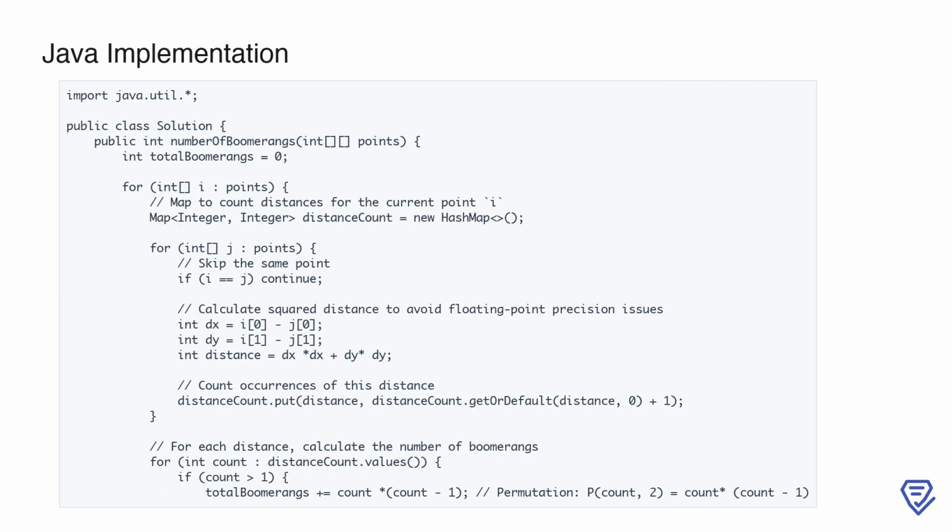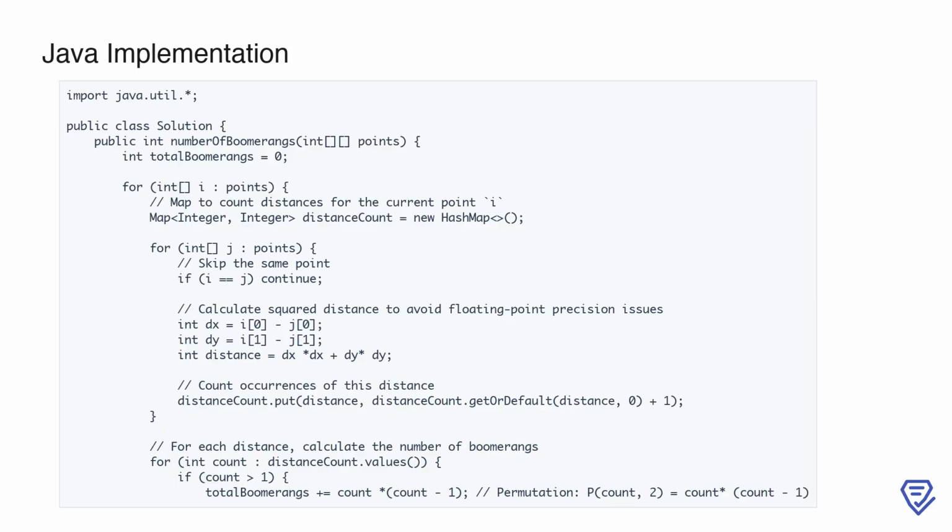Here, we start by importing the necessary libraries and defining our solution class. The method number of boomerangs takes a 2D array of points as input and initializes a variable total boomerangs to 0. This variable will keep track of the total number of boomerangs we find. Next, we use a nested loop to iterate through each point in the array. For each point i, we create a hash map called distance count to store the squared distances between point i and all the other points. The squared distance is used here to avoid issues with floating point precision when working with actual distances.